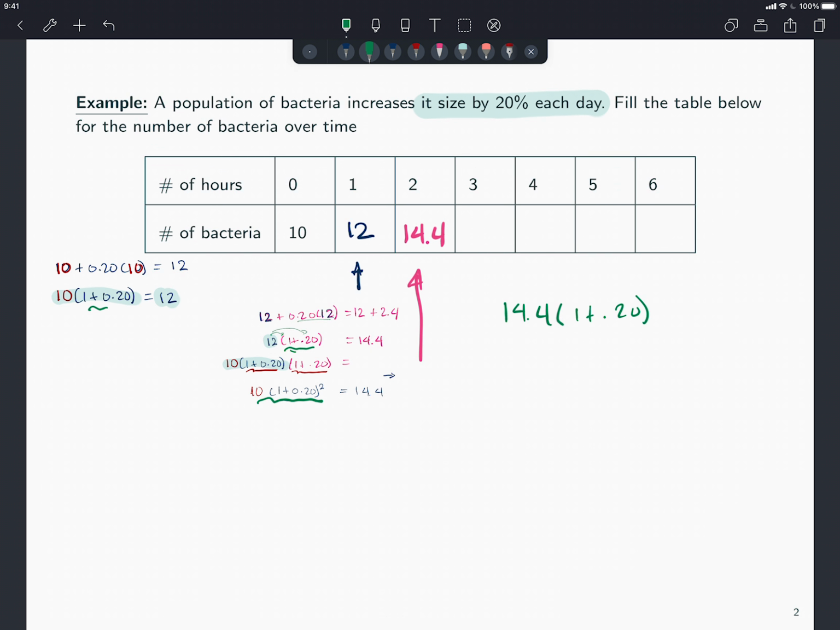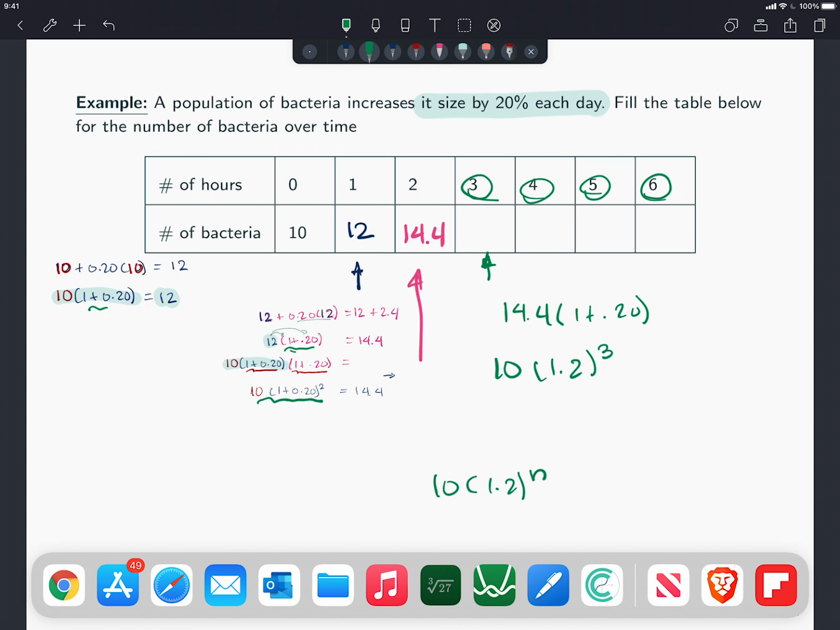So of course this number is going to be nothing else but 10 times 1.2 to the third power. And so on. In general, I'm going to have 10 times 1.2 to the n power, when n is 6, 5, 4, or 3. So I can do those very easily here.